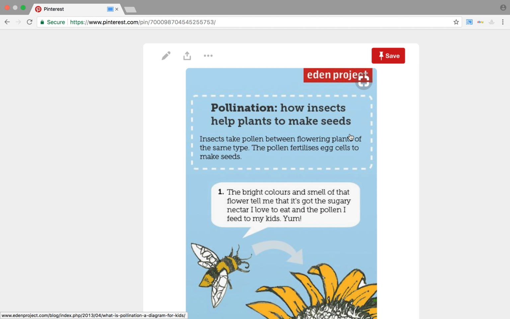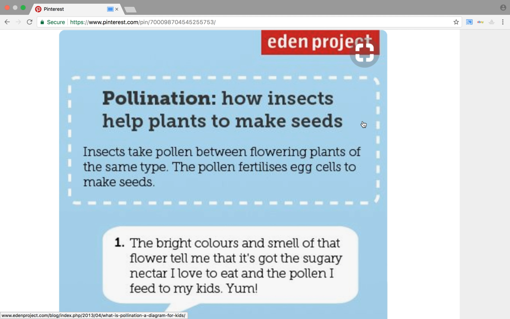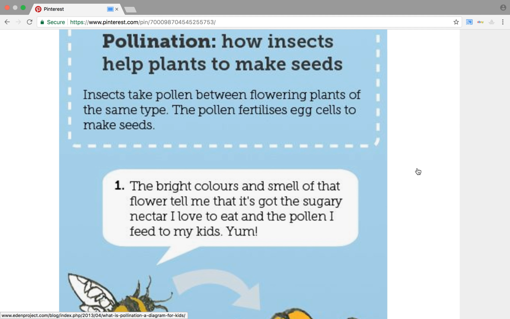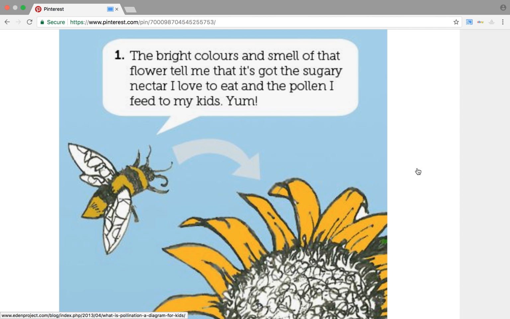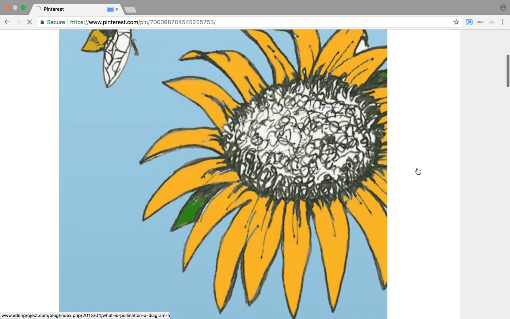Okay, next is the process of pollination. What is the process of pollination and why does pollination occur? First, you have the bee, right? The bright colors and smell tell me that it's the sugary nectar I love, the pollen I feed to my bees, right? So the bee flies to the flower. Oh, it feeds pollen to the bee. No, the sugary nectar, right? So it flies to the flower, and then what happens next?